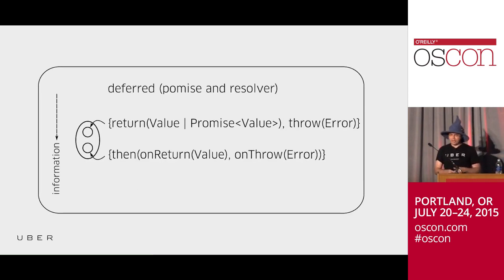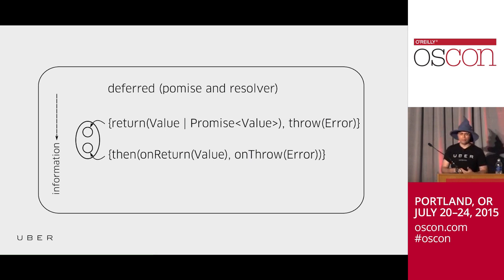So going back to our familiar diagram of how a value breaks down, or how a collection breaks down into its duals, here we have a deferred broken down into its promise and resolver. The promise side has a then method that allows you to register your observers, which are going to be an onReturn function and an onThrow function. The producer side is going to have the corresponding methods to return a value to the consumer, or to throw an exception to the consumer.